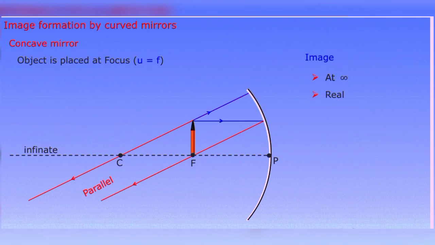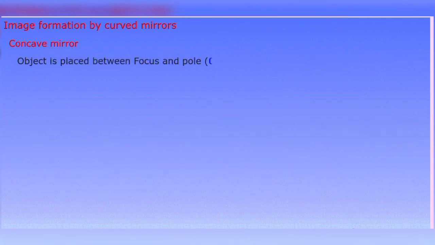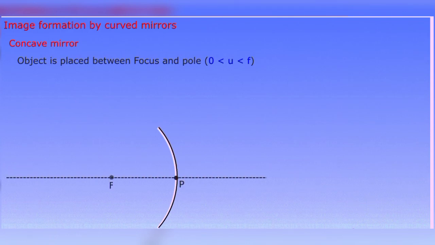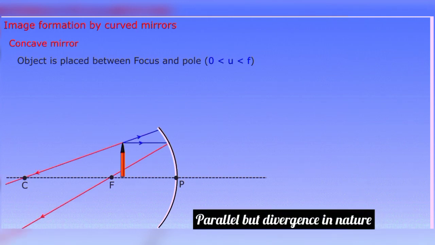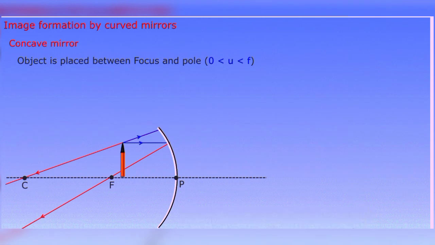Hence, it is a highly magnified image. This is the last important and slightly different case of a concave mirror, when the object is placed between the focus and the pole. In this case, the reflected rays never intersect each other and both have divergent nature. So they will never meet in real. So in this case, we didn't get a real image.